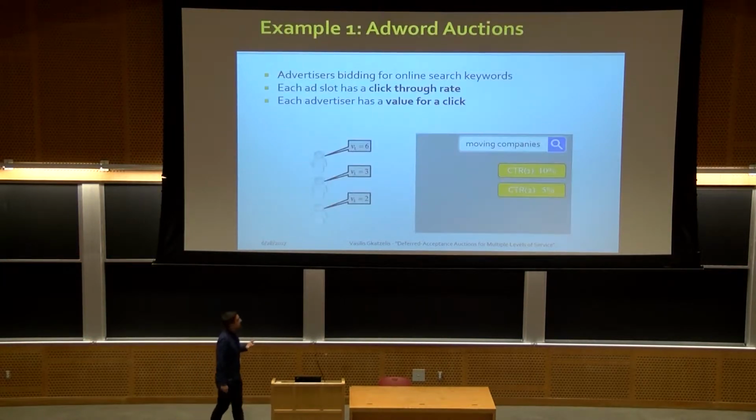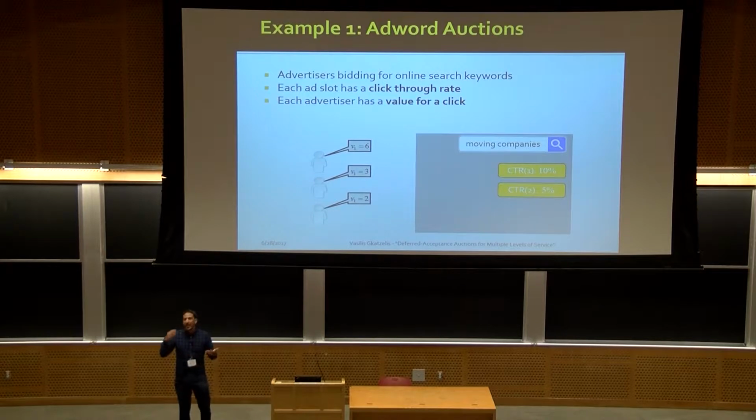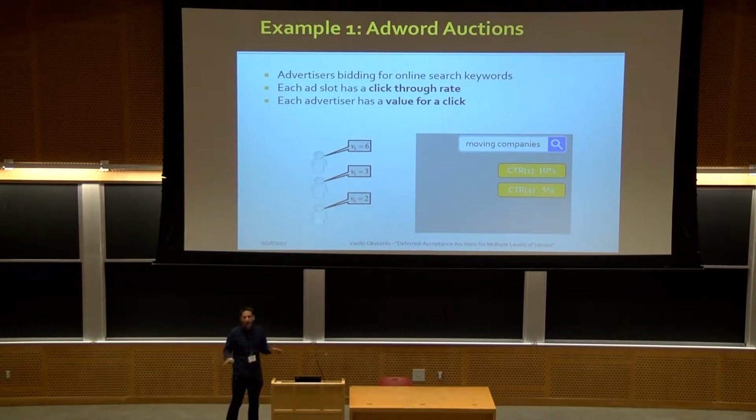Let me give you a couple of examples. You can think of the AdWords auctions, where the advertisers have different values for clicks, since if you search something, there are different slots with different click-through rates. But of course, you're not either accepted or rejected. You might get a better position or a worse position. There are different levels of service. And the existing definition of deferred acceptance auctions doesn't say anything about these types of things.